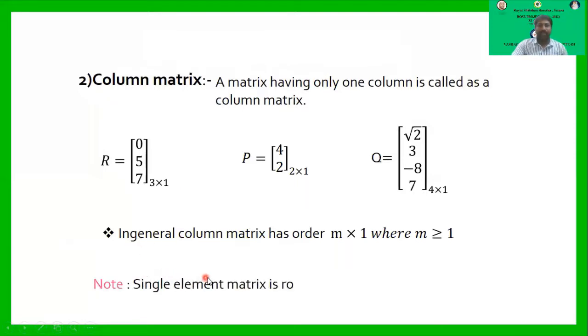A single element matrix is a row matrix as well as a column matrix. In a matrix with only one element, the number of rows is one and the number of columns is also one. So this is a single element matrix. It has order 1 by 1 and it is both a row matrix as well as a column matrix.